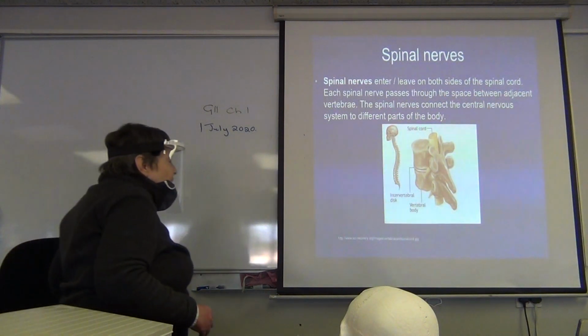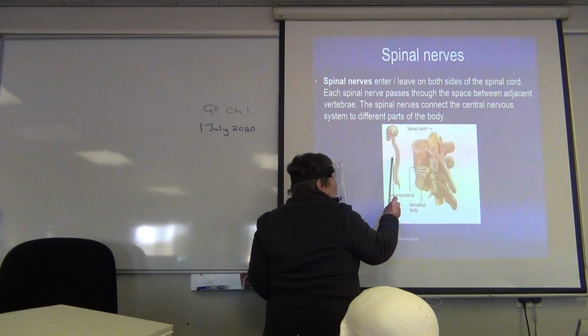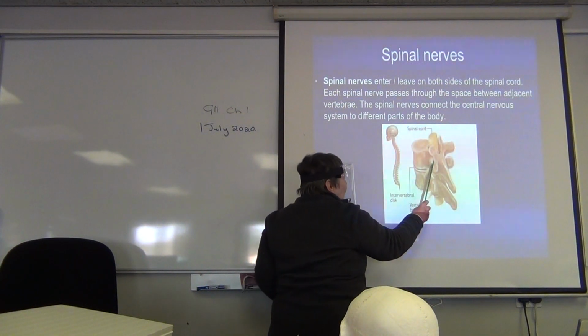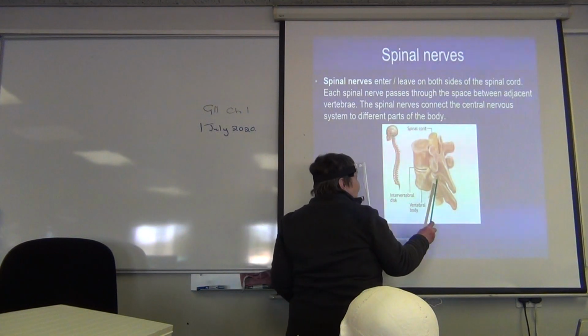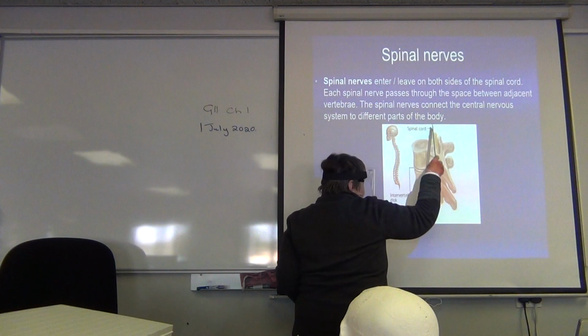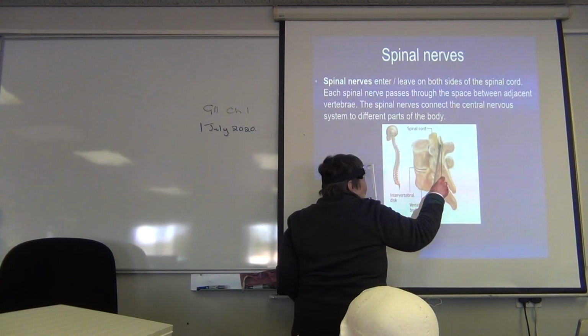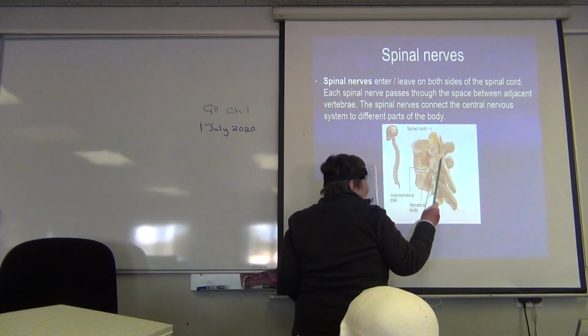So then what this shows you nicely is if one took some of these vertebrae out and looked at them in more detail, this is what you would see. You would see that the spinal cord runs up or down, doesn't matter, through the central canal, through the neural canal of those vertebrae.